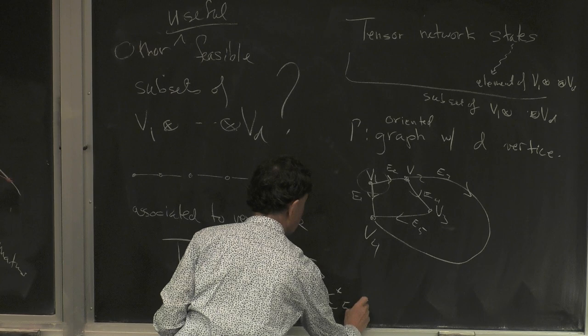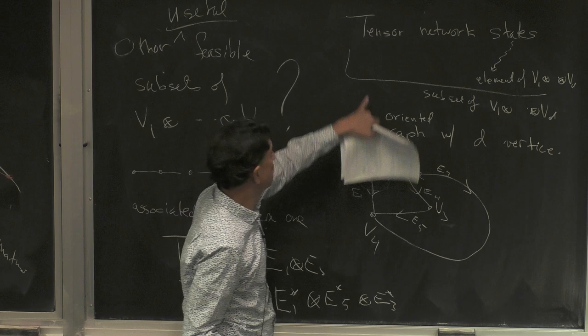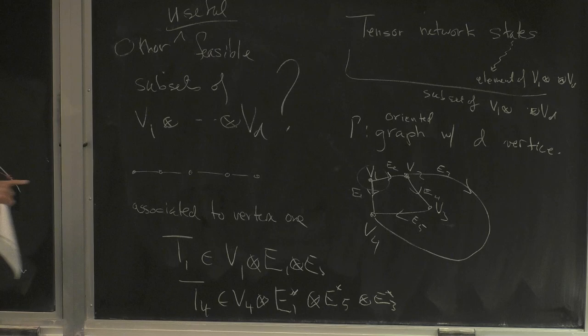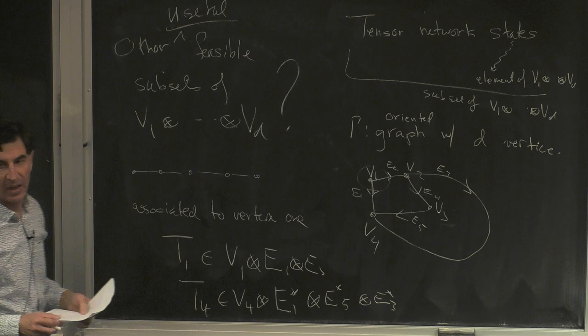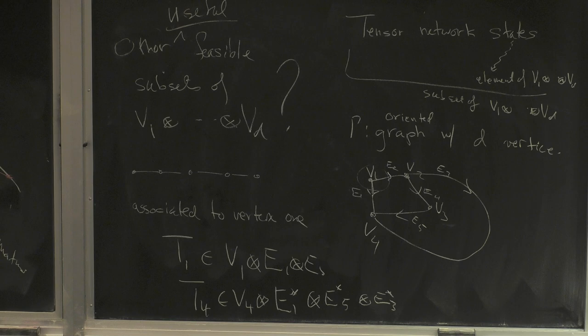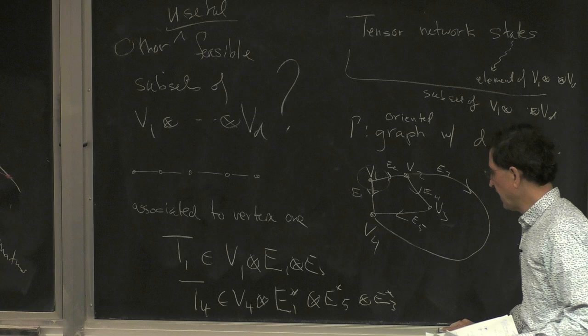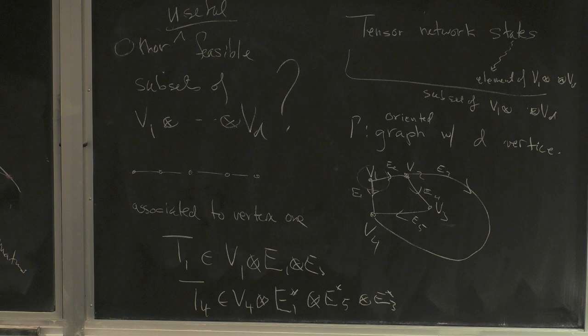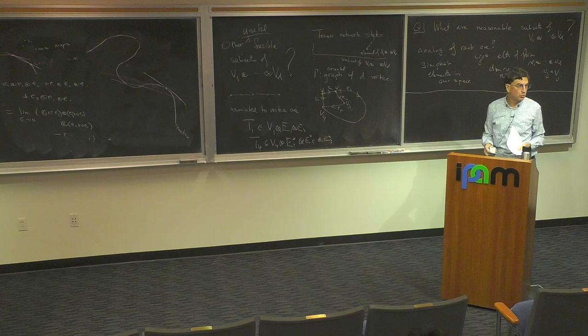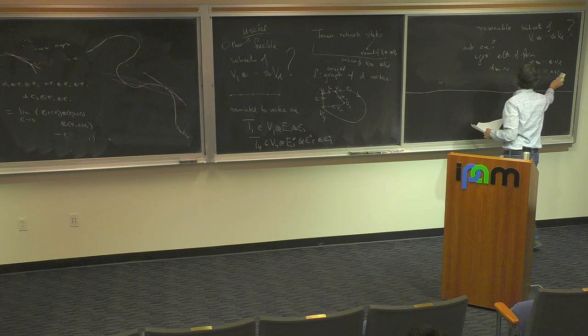So I have the vector spaces that are handed to me physically. And then these auxiliary vector spaces, think of them as small. And they will enable me to make a reasonable or semi-reasonable subset of this tensor product of 5 vector spaces. Think of each of these vector spaces as having dimension 2. So I have a big vector space of dimension 2^4. Or maybe I have 10 vertices, 100 vertices. So I have 2^10, 2^100. And then I want to get some reasonable subset.